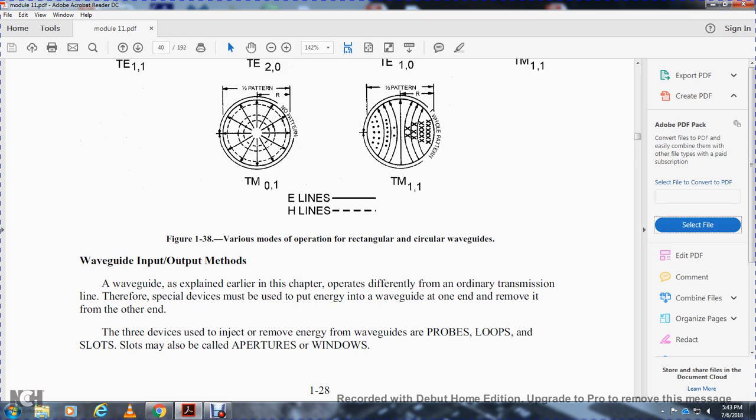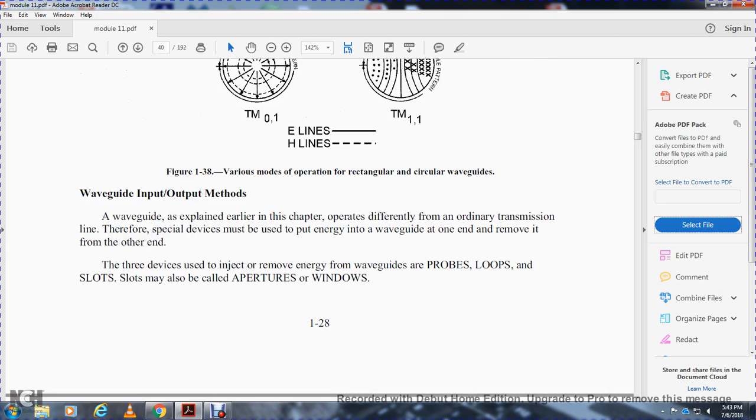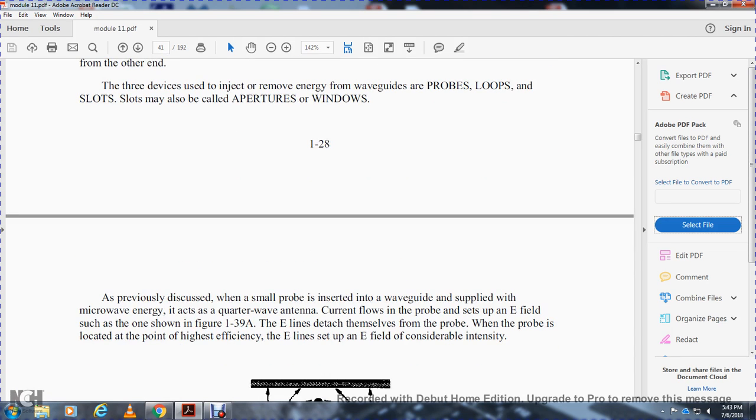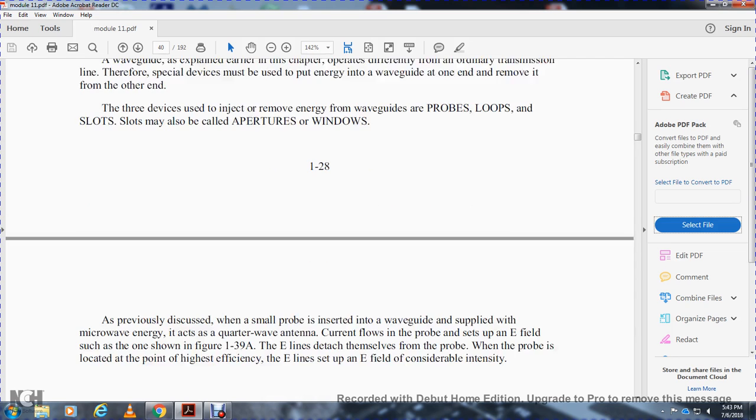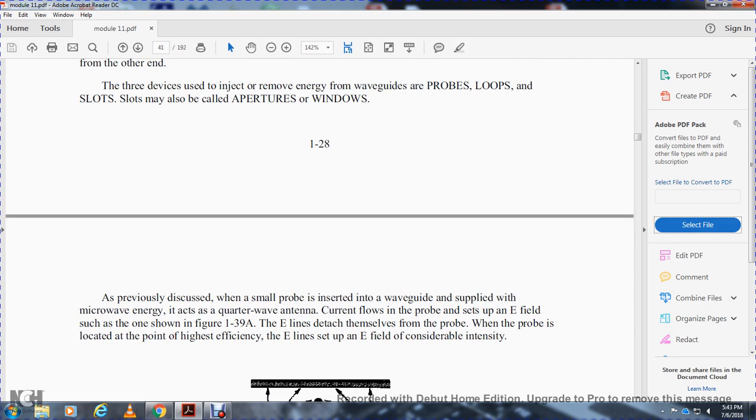All right, waveguide input and output methods. As explained earlier in the chapter, a waveguide operates differently from an ordinary transmission line, so special devices must be used to put energy into the waveguide at one end and remove it at the other. The three devices used to inject or remove energy are probes, loops, and slots. Slots may also be called apertures or windows. I previously discussed a small probe inserted into the waveguide and supplied with microwave energy.